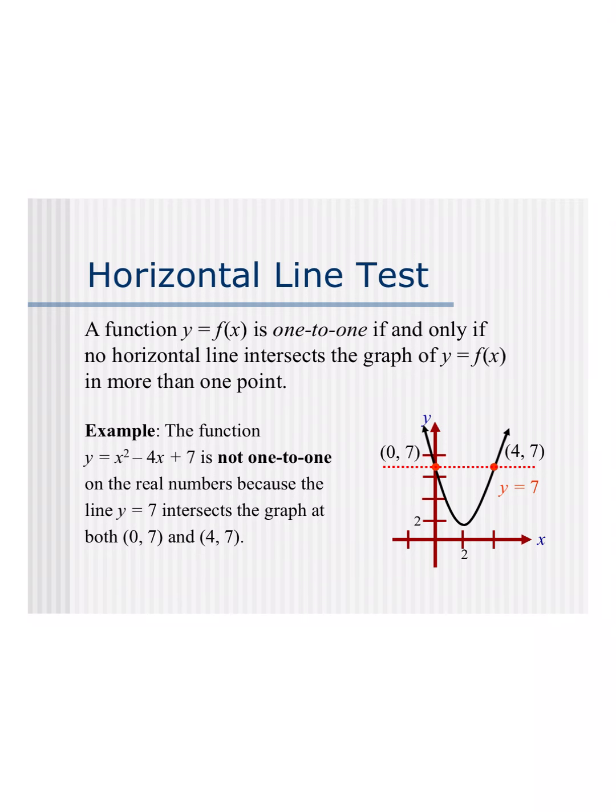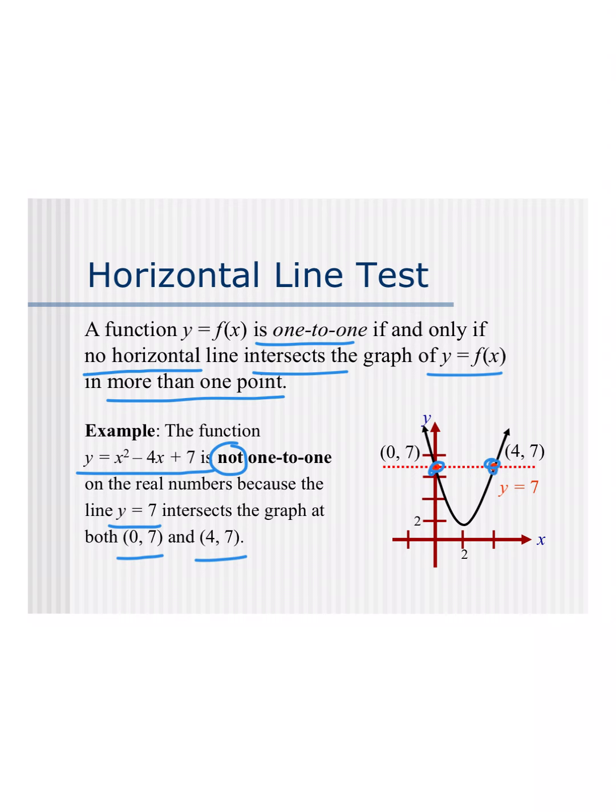Now, the horizontal line test. A function y equals f(x) is one-to-one if and only if no horizontal line intersects the graph y equals f(x) in more than one point. So our graph can only cross once, or the function is not one-to-one. For example, here we have y equals x squared minus 4x plus 7, and note that it is definitely not one-to-one, because if we graph the line y equals 7, we have 2 points of intersection, (0, 7) and (4, 7). We can see them on our graph here.